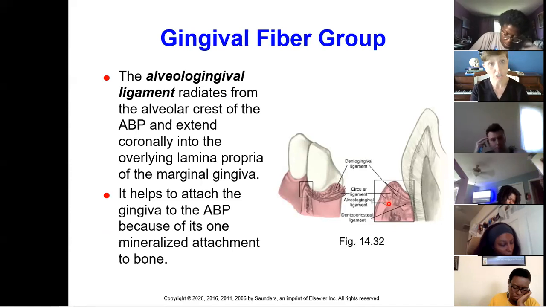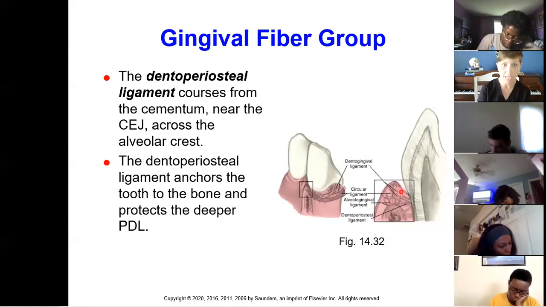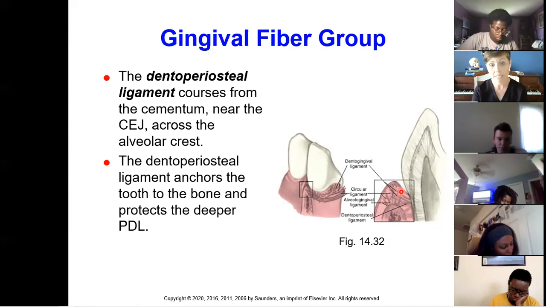The alveologingival also only has that one attachment, but it's to the bone. It radiates from the alveolar crest and extends coronally into the underlying lamina propria of the marginal gingiva. So there's your dentogingival, your alveologingival. And then your dentoperiosteal ligament courses from the cementum near the CEJ to the alveolar crest. This periosteal ligament anchors the tooth to the bone and protects the deeper PDL. It does not have Sharpey's fibers.